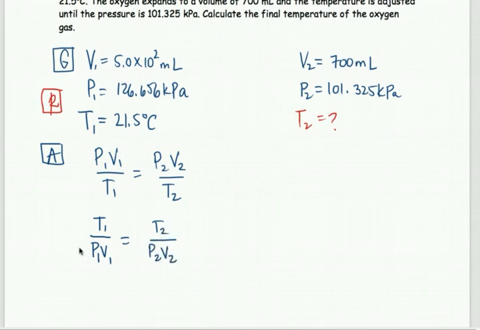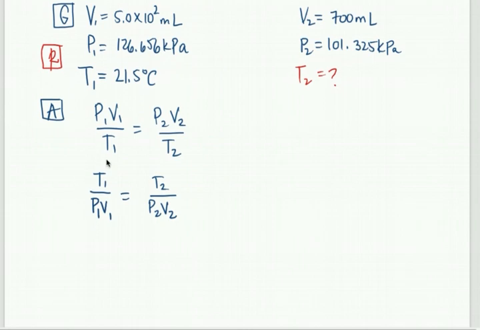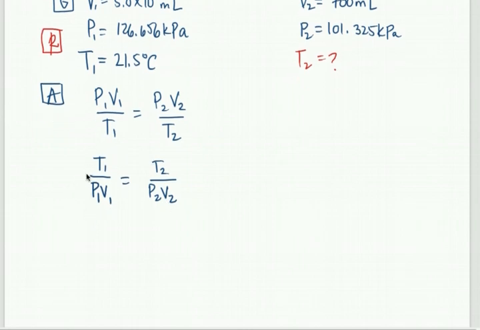Okay, and as long as you flip both sides, it's okay to do this. All right. So now we have temperature at the top, pressure and volume at the bottom here. Okay. So the 1 and 2s are all still in the same spots. All right. So now that we've flipped them both, now we can solve for the second temperature.